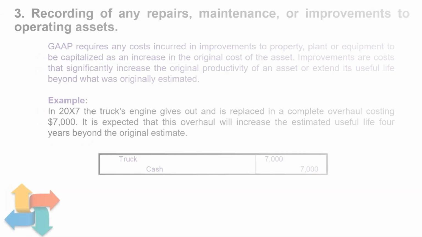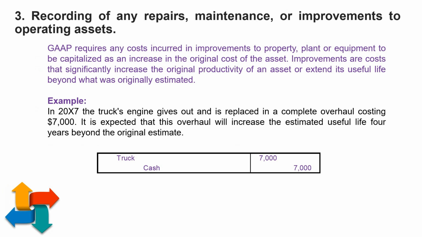In addition to this rule relative to recurring repair maintenance costs, generally accepted accounting principle rules require that any costs incurred in improving property, plant, or equipment are to be capitalized as an increase in the original cost of that asset. What do we mean when we say improvements to plant or equipment? Improvements are costs that significantly increase the original productivity of an asset or extend the useful life beyond what was originally estimated. In other words, we're going to do something to this truck that either makes it faster or larger or more productive for us.